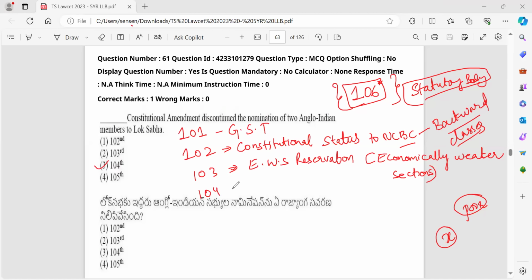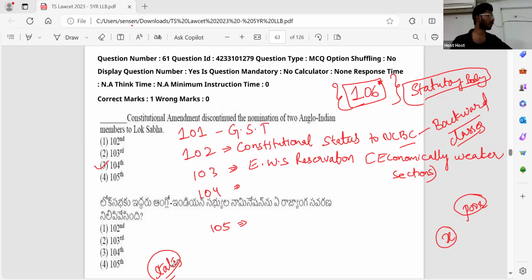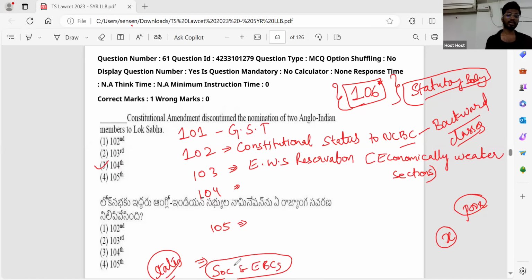Okay. 104, as I told you, removed Anglo-Indian reservation. 105, very important amendment again. What happened is that earlier, states like Telangana, Andhra Pradesh, Karnataka, and Tamil Nadu had the power to determine who are socially and educationally backward classes. But later the center took it away. The central government took that power.